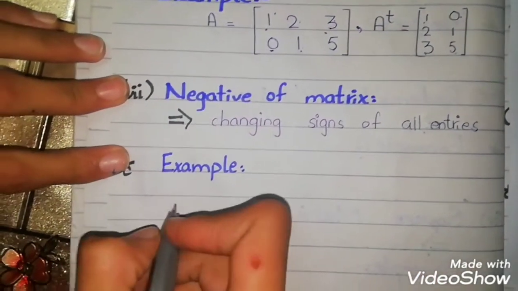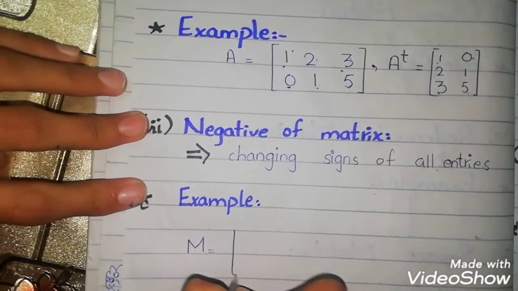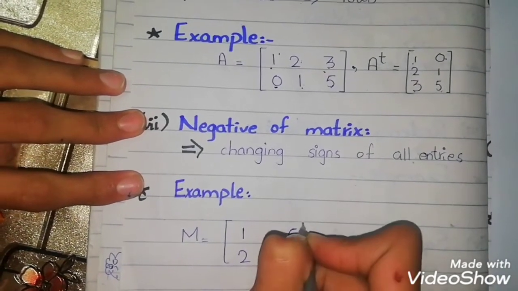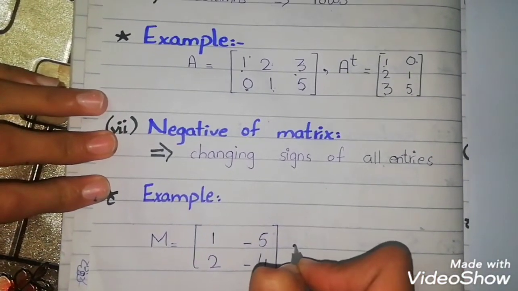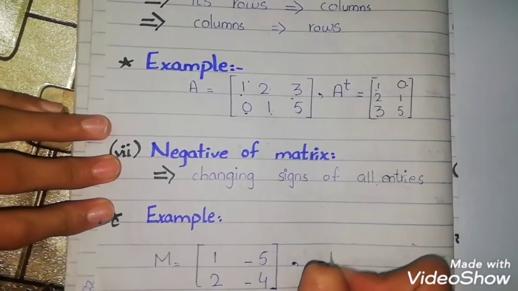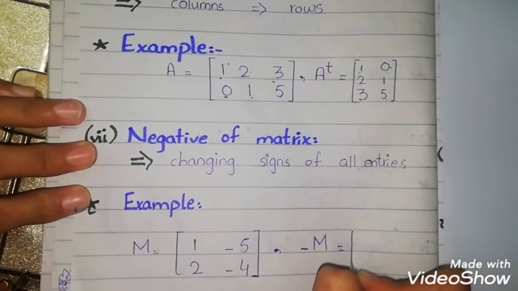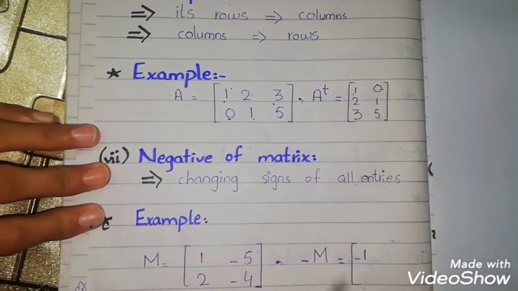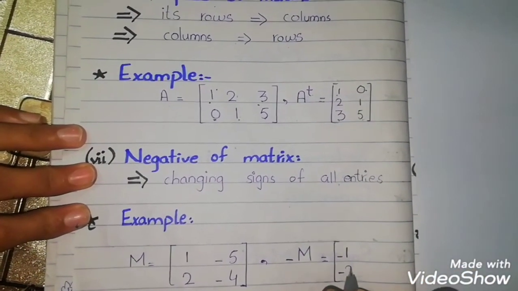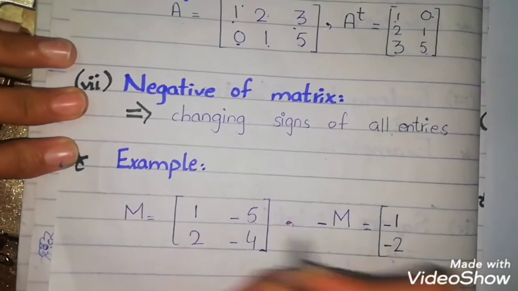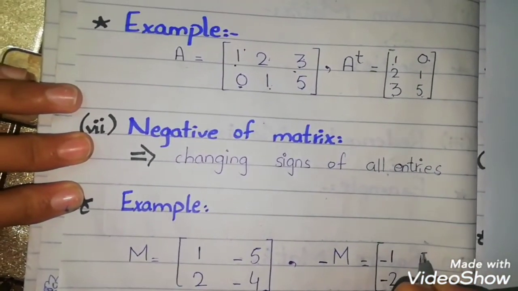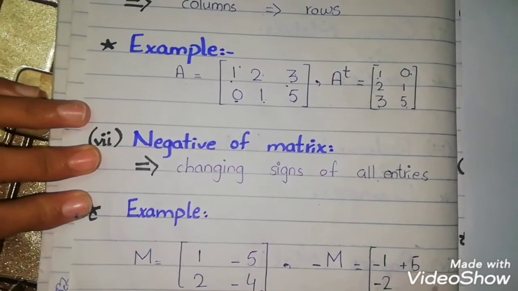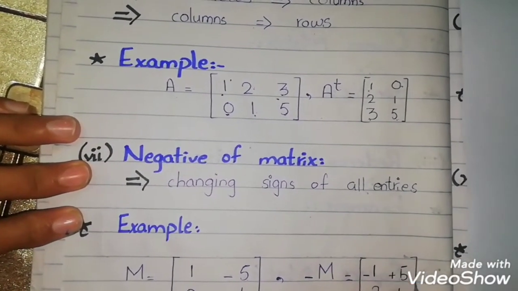For example, matrix M is equal to [1, 2; -5, -4]. Its negative, which is represented by -M, is equal to: here it is plus 1, here it becomes minus 1, plus 2, minus 2, minus 5, it becomes plus 5. It is not necessary to mention the positive sign. Minus 4 will become 4 or plus 4.